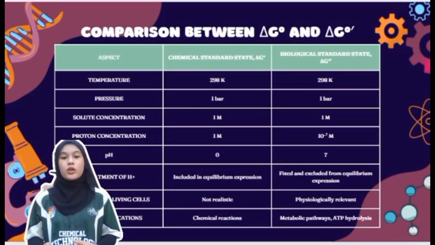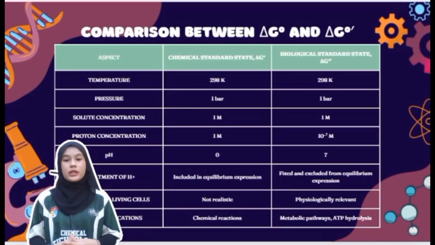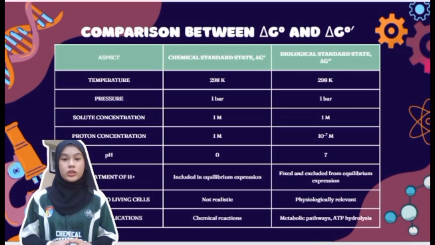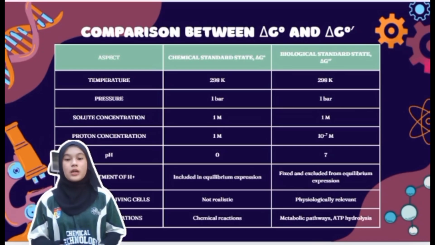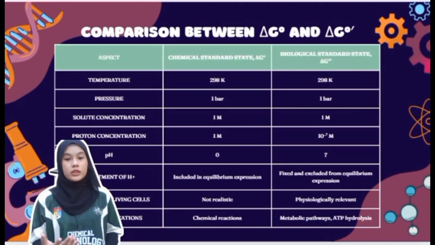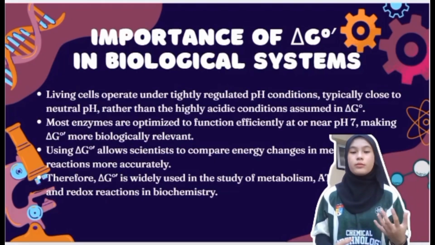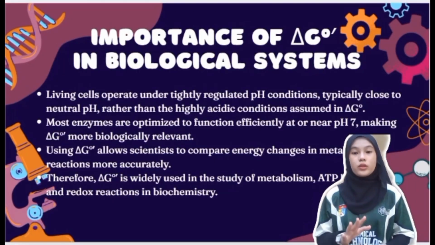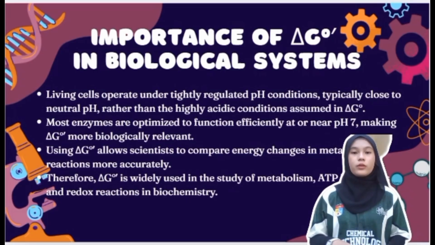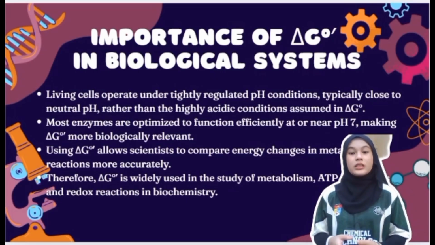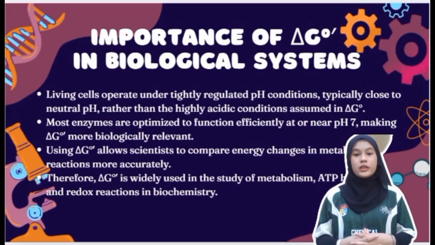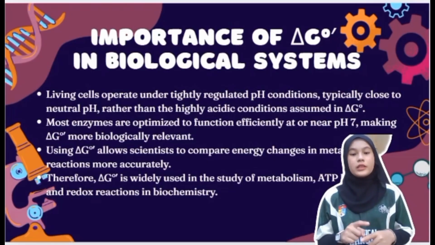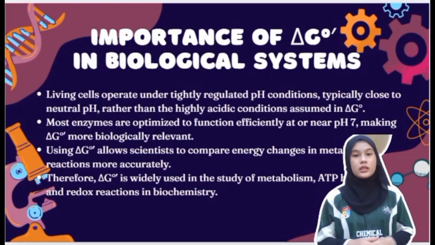Therefore, in biochemistry, we use delta G naught prime, which represents the biological standard state. In this condition, the temperature and pressure remain the same, but the proton concentration is fixed at 10 to the power of -7, which corresponds to pH 7. This value closely reflects physiological conditions inside most cells. The prime symbol in delta G naught prime indicates that protons are kept constant and excluded from the equilibrium expression. This is important because many biochemical reactions involve protons, and fixing the pH avoids unrealistic energy calculations.